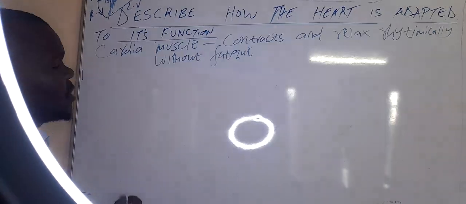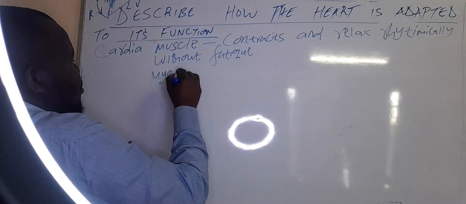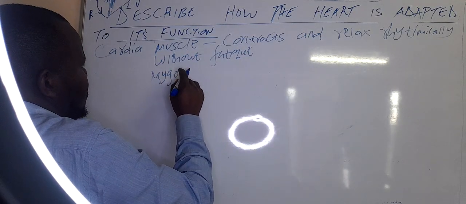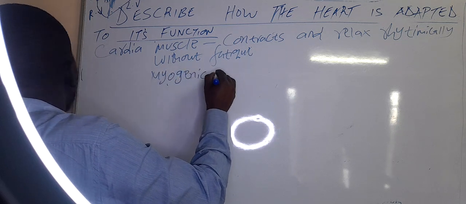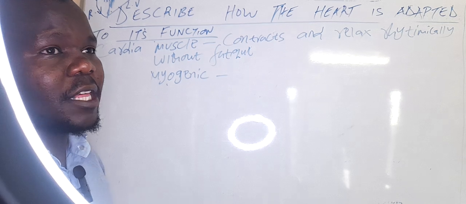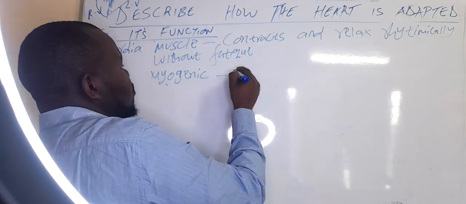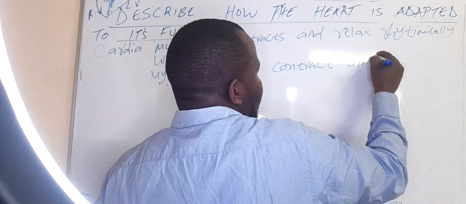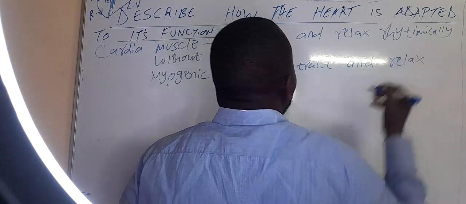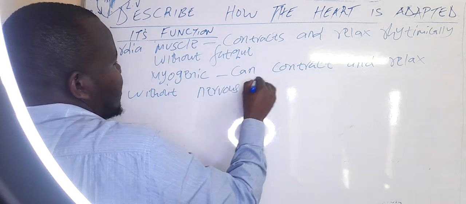Then the cardiac muscles are myogenic. What is the meaning of being myogenic? They can contract and relax without nervous stimulation.